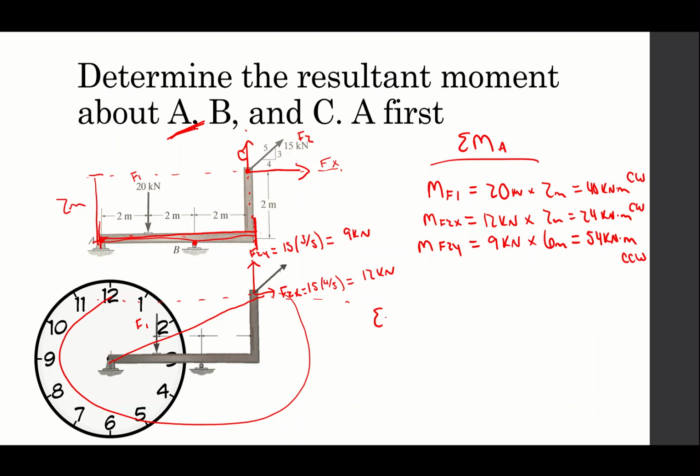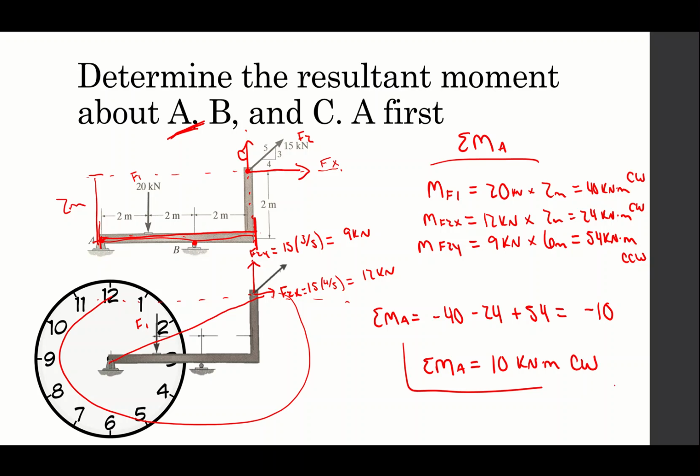Okay, so if I do the sum of all the moments acting about A, I'd get negative 40, negative 24, plus 54. So I'd get negative 10, and so that is what? 10. Okay. Good. To move on to the next one? Yes, go on.